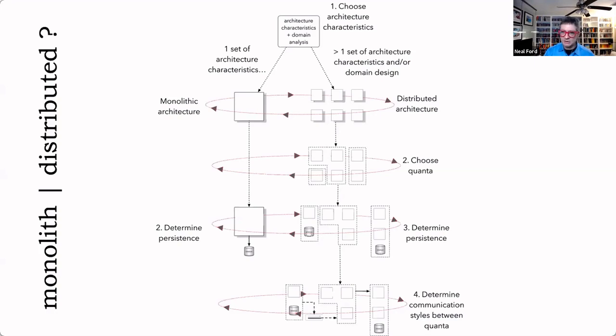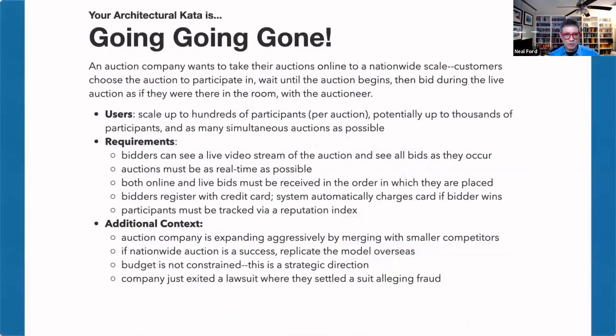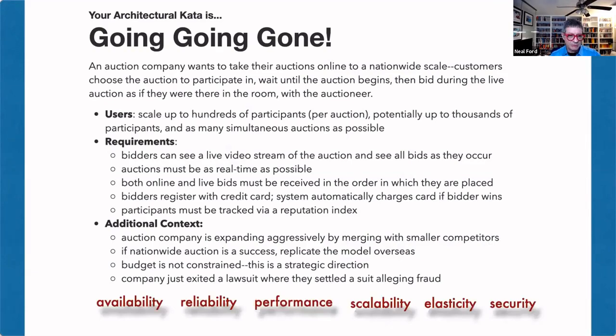So the first step here in this flowchart, let me zoom in on this so you can see it a little bit better. The first step here in trying to choose what my target architecture should be, either for new or existing or for migration, is look at the domain analysis and the architecture characteristics to determine the first question: do I have one set of architecture characteristics or do I have multiple sets of architecture characteristics? Let me give you a quick example of this. So one of the examples we show in some of our workshops is the going, gone example problem. And if you walk through this, you'll see that it has these general architecture characteristics.